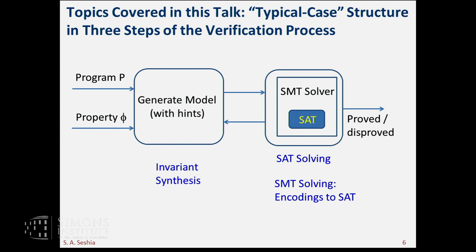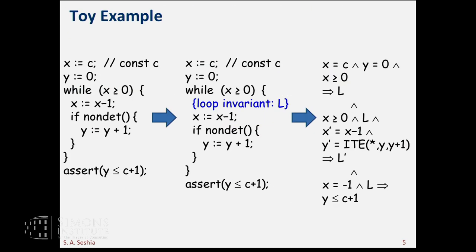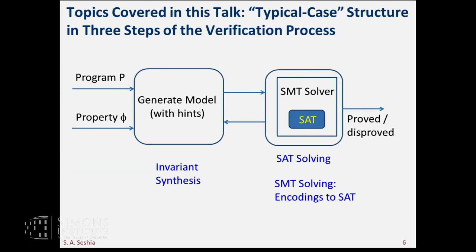And what are the variables in the formula? The program variables. And you're ignoring termination. That's right. You're basically saying if it terminates, then the property holds. Of course, you could try to prove termination, but I'm going to ignore that for now. What is ITE in that? If then else. Oh.